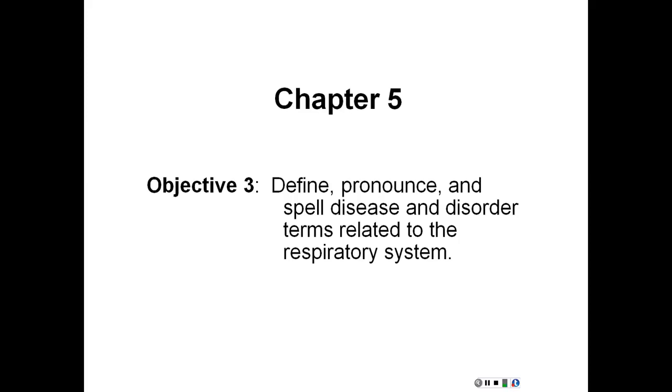Continuing with Chapter 5, Objective 3, now we're going to define, pronounce, and spell disease and disorder terms related to the respiratory system. So let's start with the terms built from word parts, so they can have a prefix, suffix, word root, or a combination of everything. So, adenoiditis, inflammation of the adenoids.